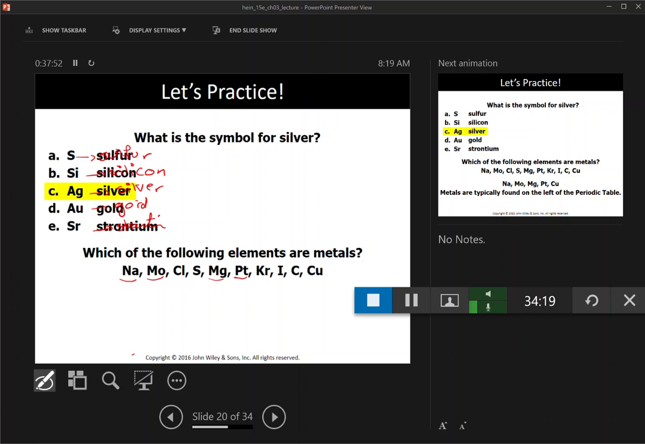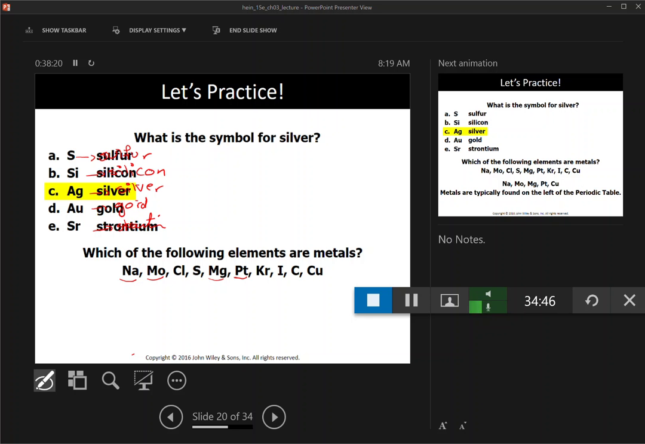I stands for iodine. Iodine is element 53. Did you all find iodine? Is iodine metal, non-metal, or metalloid? Non-metal. What's the name of group 7A elements? Halogen. So iodine is a halogen.